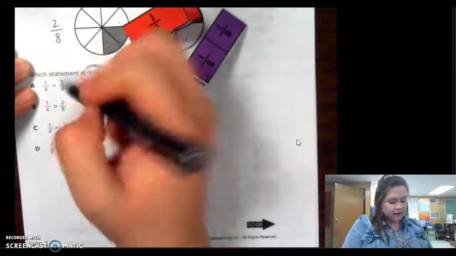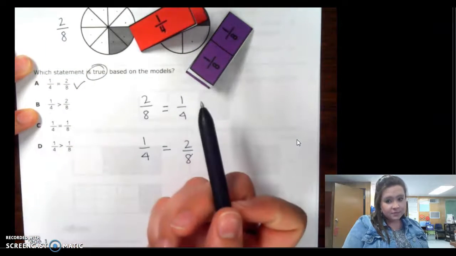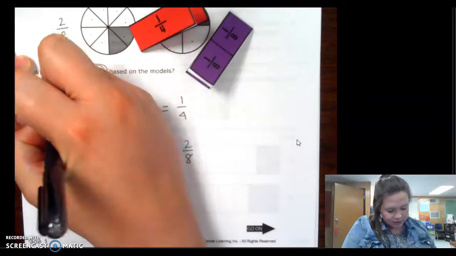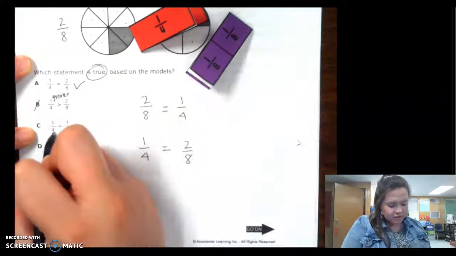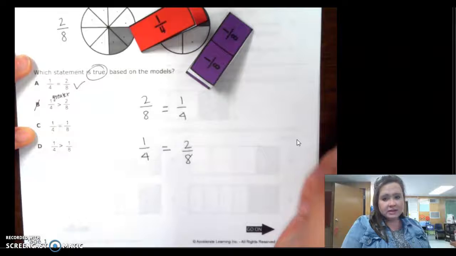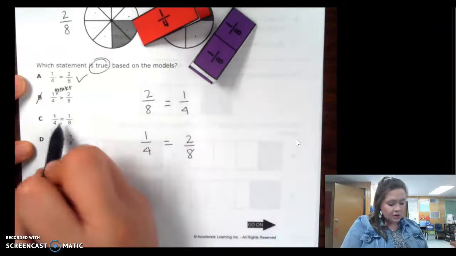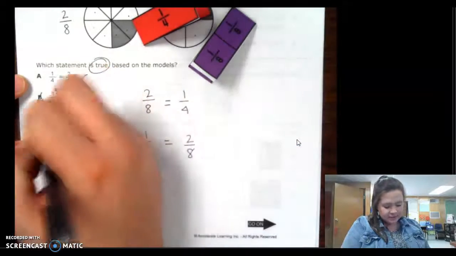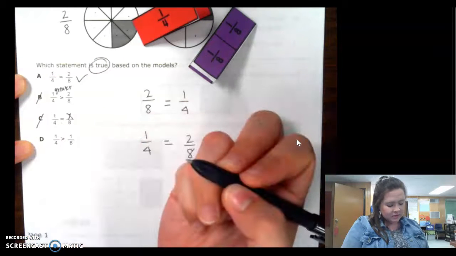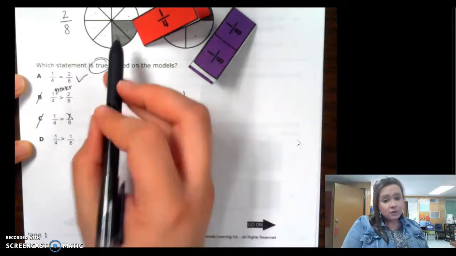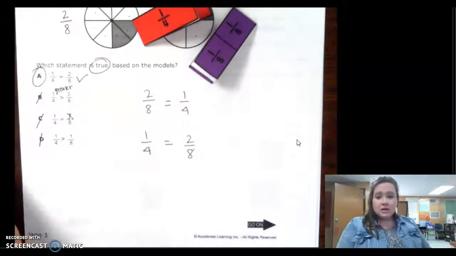1/4 equals 2/8. This one says 1/4 is, what is this symbol? That is greater than. Good. That is not true. 1/4 equals 1/8. What's wrong with that answer choice? Our fraction is 2/8. And then 1/4 is greater than 1/8. Well, I don't have 1/8 up here. I have 2/8. So that is wrong. The correct answer here is letter A.